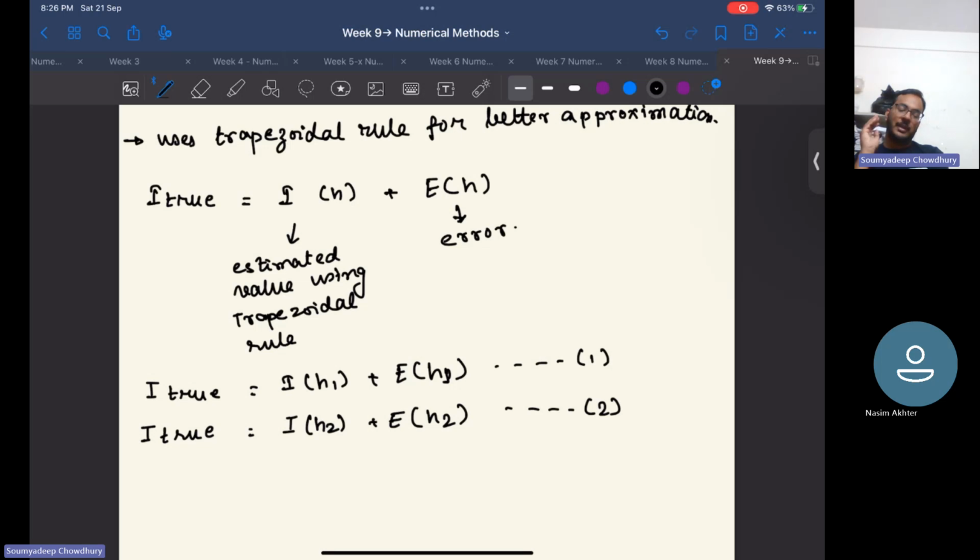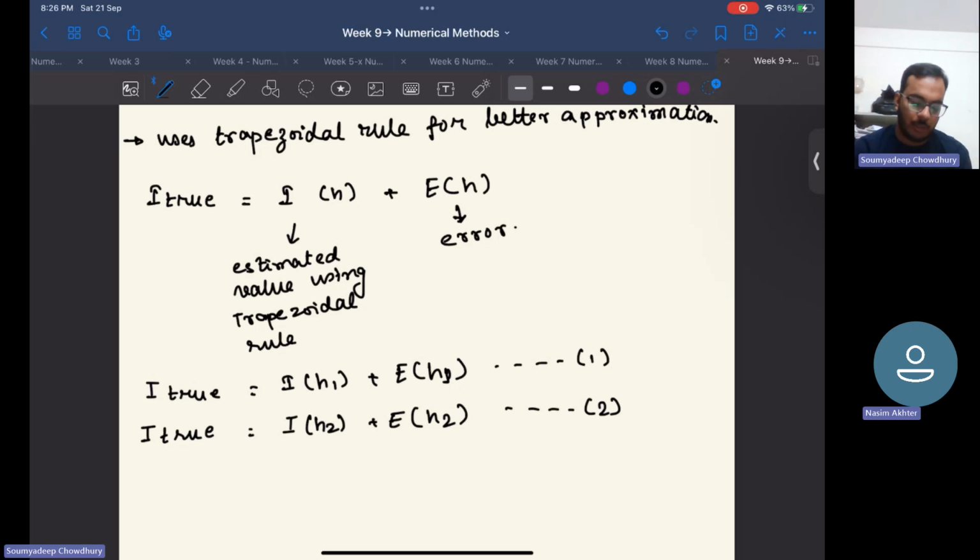So based on that, I have written these two equations. The first equation is I true is equal to I of h1 plus error of h1. Similarly, when I use h2 also, your I true will remain the same. Is this clear to you? Yes, yes, I understood. Is it clear, Nasim? Yes, yes, it is clear.